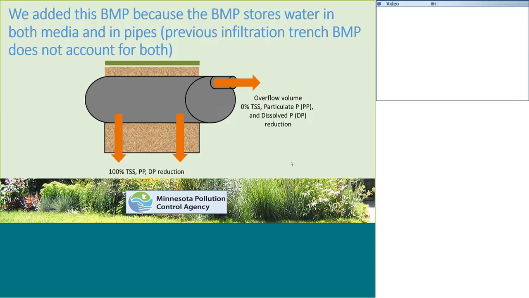Like any BMP, any water that's stored below the outflow is going to infiltrate into your underlying soil. Anything that's above the outflow is considered to bypass the system and not get any treatment, whereas you're getting 100% treatment for everything below that outfall.